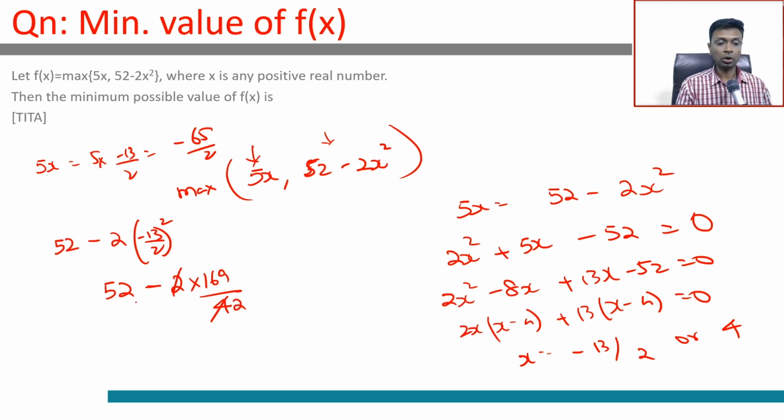This is 52 minus 169 by 2, that should be minus 65 by 2. I need not have done all this. The two values are equal. So when x is minus 13 by 2, we get minus 65 by 2. That is f of x.